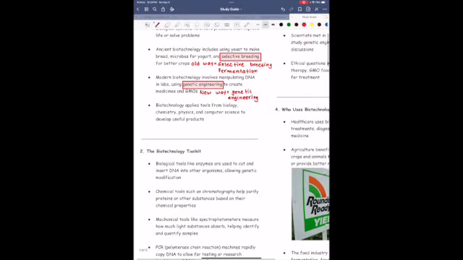So biotechnology applies tools from biology, chemistry, physics, and computer science to develop useful products, right? That's the big thing about biotechnology. We are trying to make products that improve life, improve our way of life.